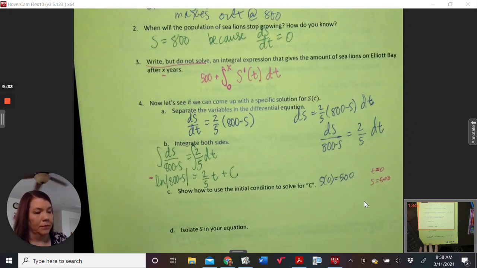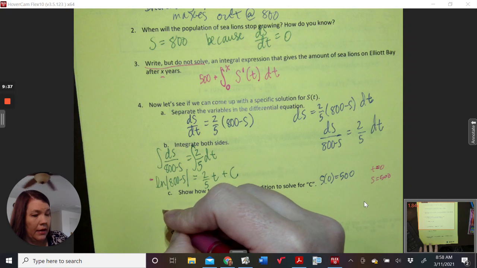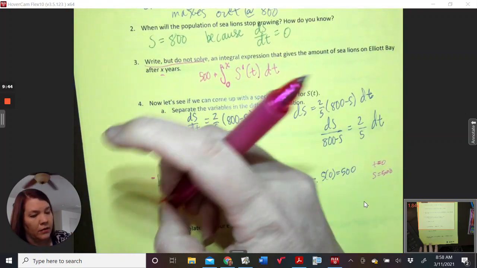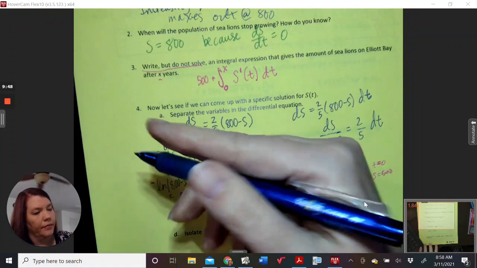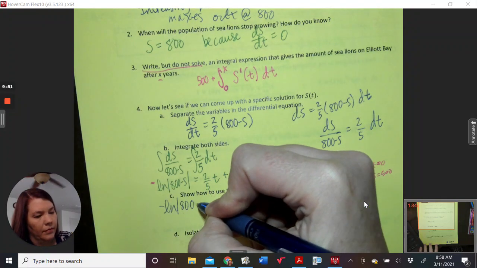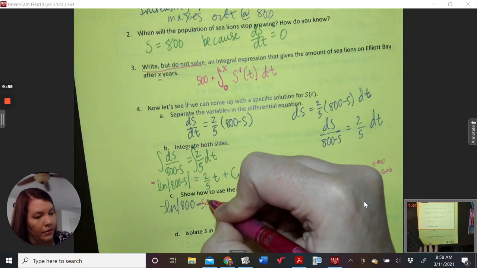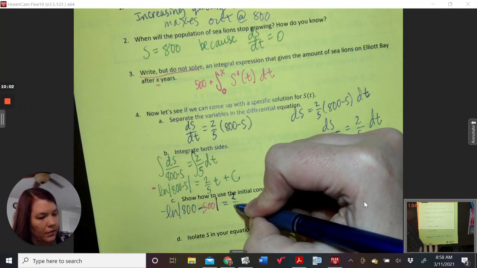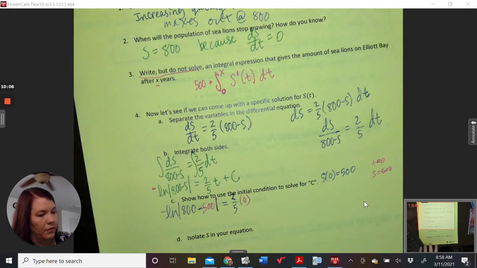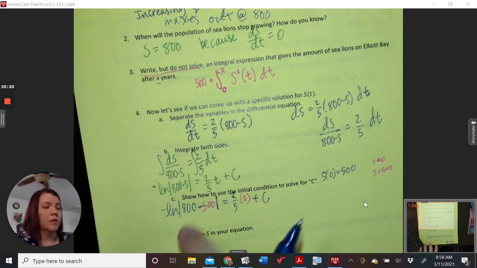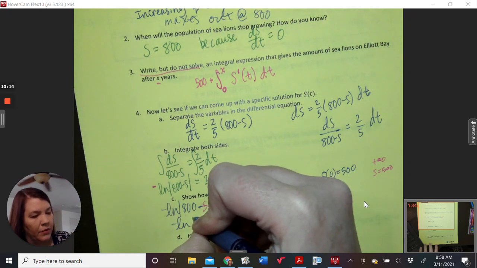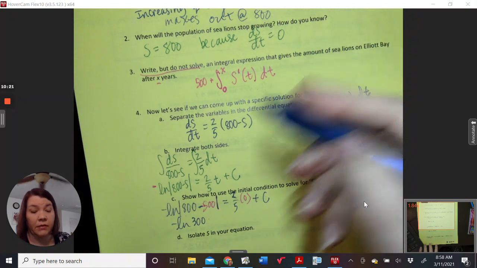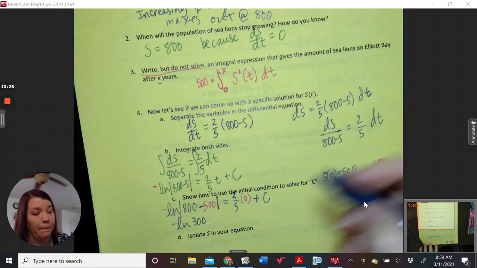So we're going to get negative ln of 800 minus s, and I didn't want to do that in that color. Not that it matters, but it matters to my brain. Minus s is 500, equals 2/5 times 0 plus c. So over here, we end up with negative ln of 300. I can drop the absolute value because that's a positive number. So that's why the absolute value just kind of fell off. I don't need it because it's positive. Equals c. And so I'm done. That was easy. No big deal.